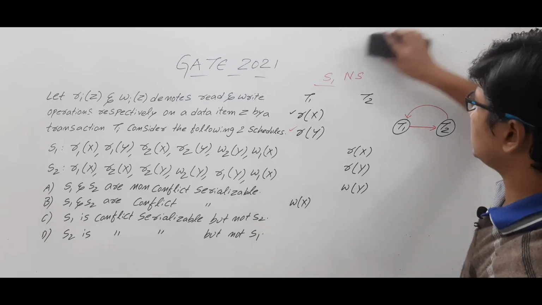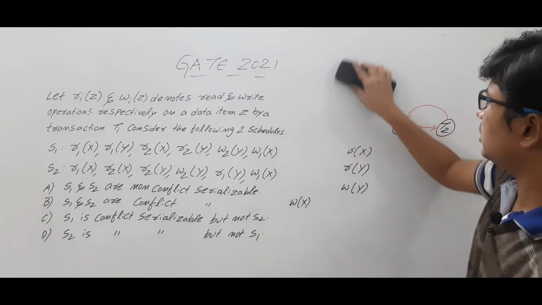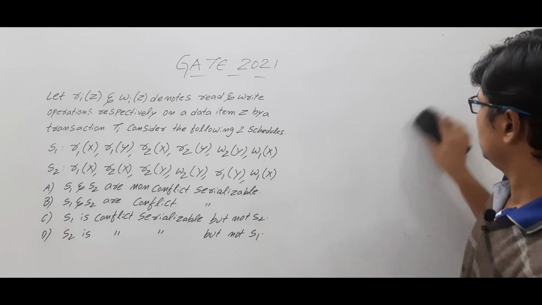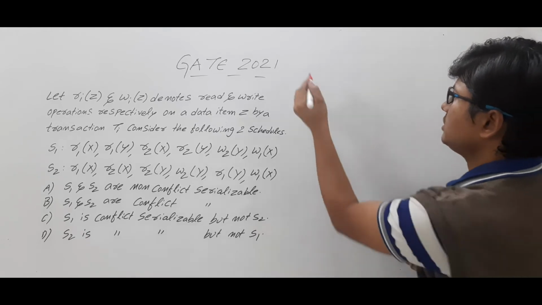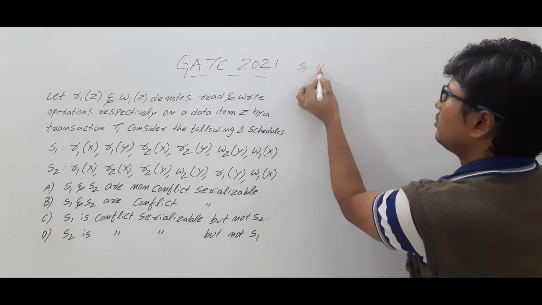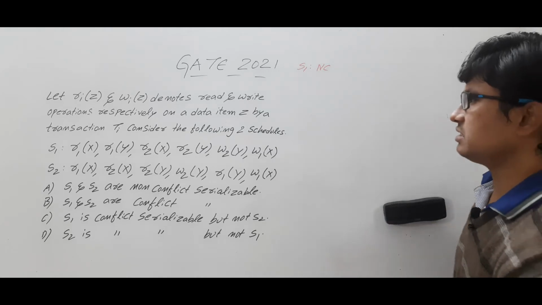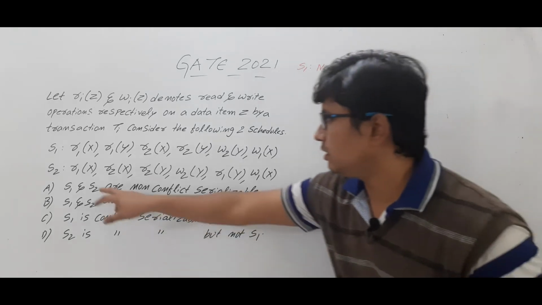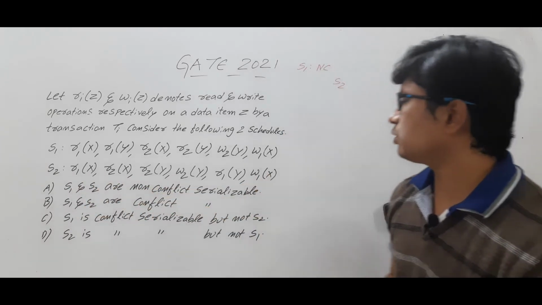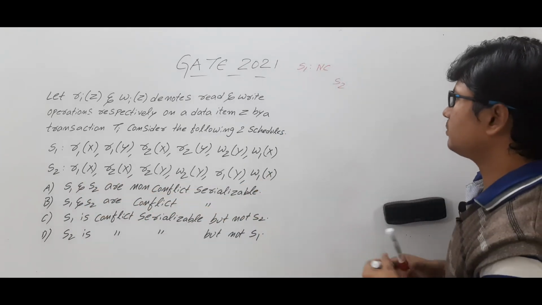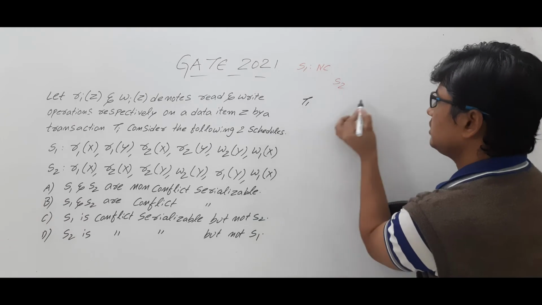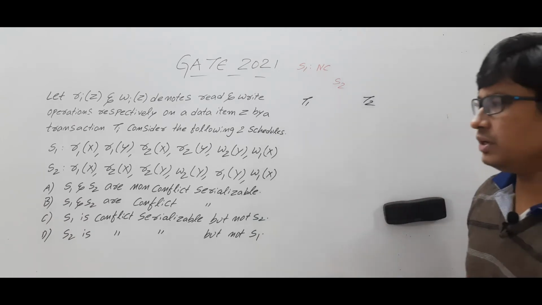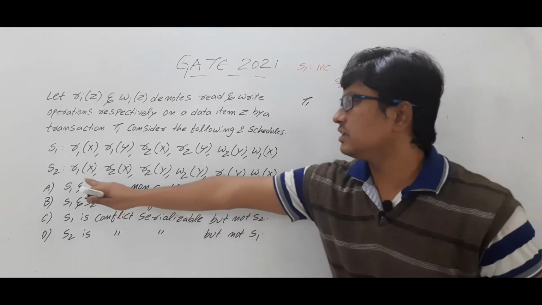Okay, is it clear? We can write schedule S1 is not conflict serializable, let me write it as NC. Now we will come to schedule S2. How many transactions are there? T1 is there, T2 is there, so 2 transactions are there. Let me draw it as a table, T1, T2. Is it clear? If you do it like this, you can answer it correctly.